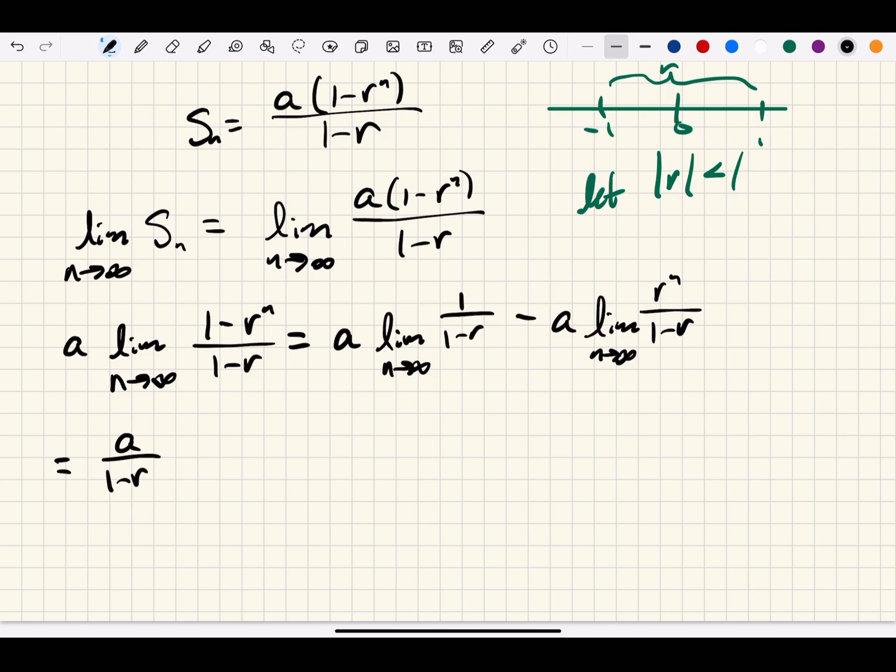Now, the second term. What can I do with the second term? Well, the denominator is constant, isn't it? Okay. So that means that I could write this thing as A over 1 minus R times the limit as n goes to infinity of R to the n, couldn't I?